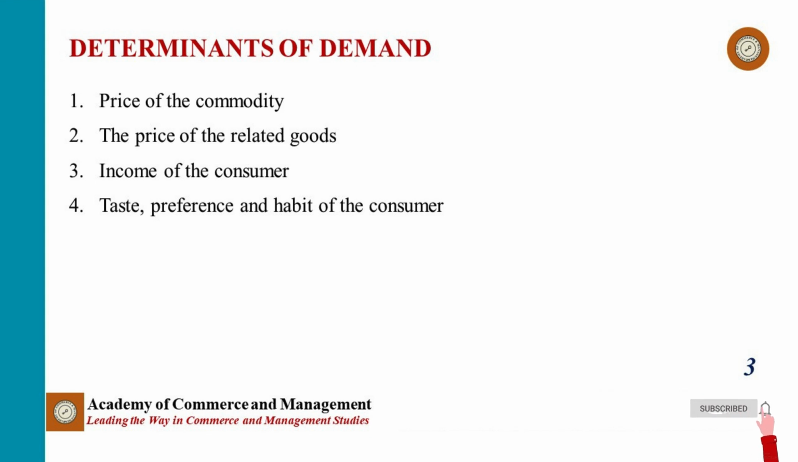Another important factor is the price of the related goods. The demand of a particular commodity is related with the change in price of the other commodities, called substitute goods and complementary goods. Next factor determining demand is the income of the consumer. There is direct relationship between income of the consumer and quantity demanded. There are some other factors determining the demand. It includes taste, preference and habit of the consumer.